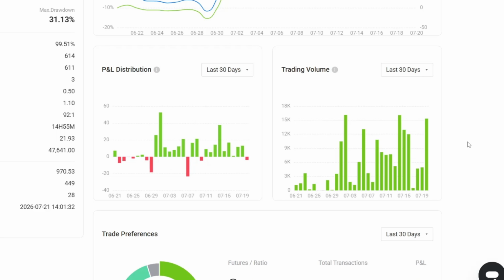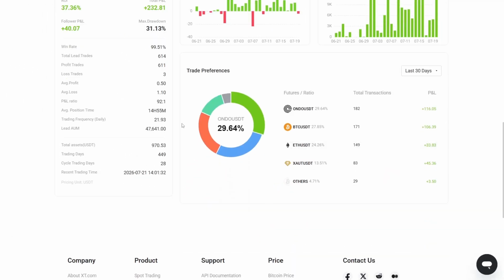Under trading volume and P&L distribution, we have one more chart that says trade preferences. This shows the trader's most used futures pairs over a certain time frame. Looking at the tokens traded helps us understand whether the trader focuses on familiar liquid markets or depends heavily on more volatile assets. We can see in the last 30 days, CryptoDawn is trading gold, ETH, BTC, and Ondo.